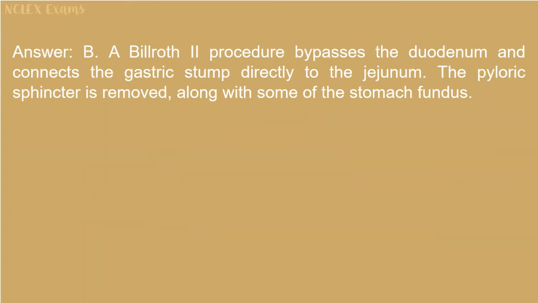Answer B. A Billroth II procedure bypasses the duodenum and connects the gastric stump directly to the jejunum. The pyloric sphincter is removed, along with some of the stomach fundus.